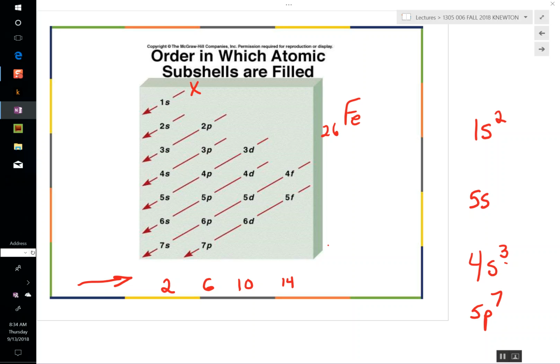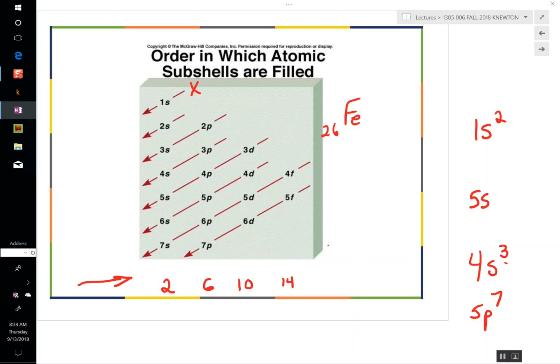Okay, so now let me just explain. We're going to use this a lot. But for right now, let's talk about valence electrons. Valence electrons equal the electrons in the outermost energy level. And when I say energy level, I mean principal energy level.